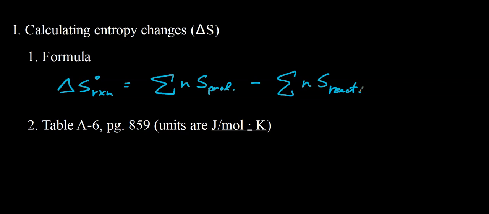Now, it should be noted that where delta H's in the back of the book are given in kilojoules per mole, absolute entropies, S, are given in joules per mole Kelvin. So that'll be important later on. Once again, what's important for now is that we have a value per mole, and that's why we want to multiply the absolute entropy of each substance by its coefficient in the chemical equation.